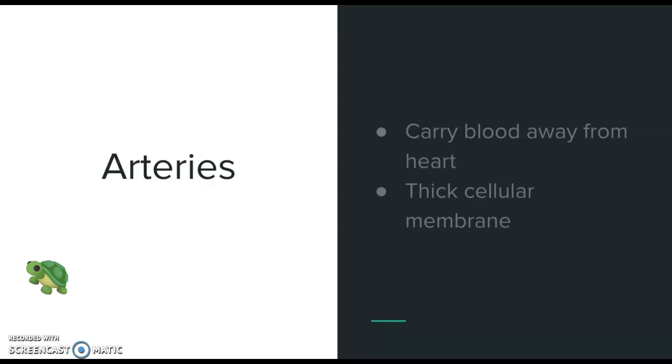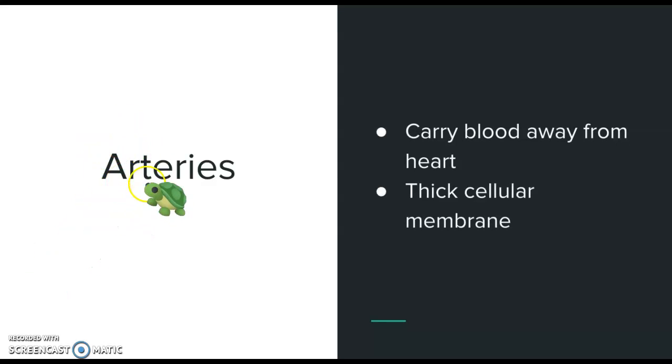So we have our arteries. When we hear arteries, I want you to think about A and away, because the arteries are going to carry blood away from the heart. So A, arteries, away from the heart. They are going to have a thick vessel wall because there's so much pressure. They have to have thicker vasculature because if they didn't, that pressure from the heart could rupture and cause bleeding.